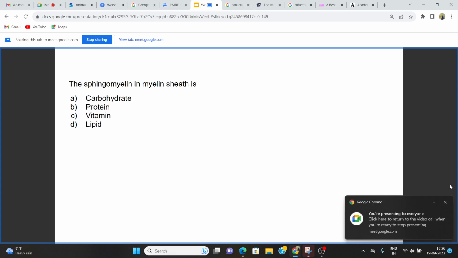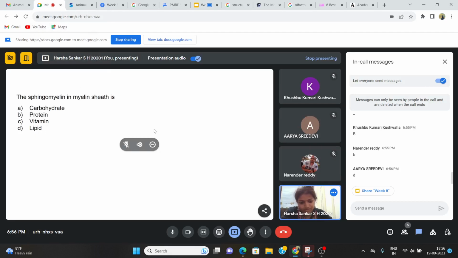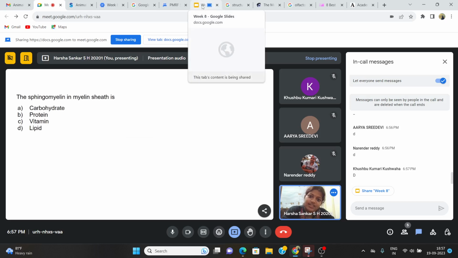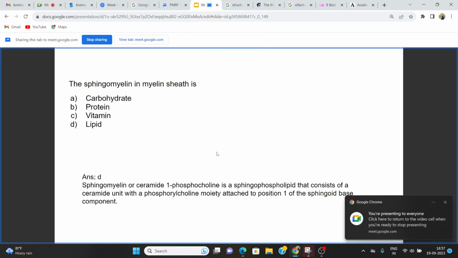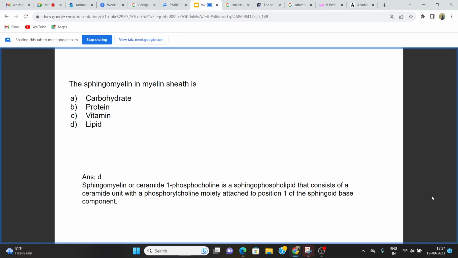Sphingomyelin in the myelin sheath is made up of dash. Carbohydrate, protein, vitamin, or lipid? Yeah, everyone has the same answer, D. So it's a phosphocholine, a sphingophospholipid, right? So basically that is a lipid only. It's a phospholipid.